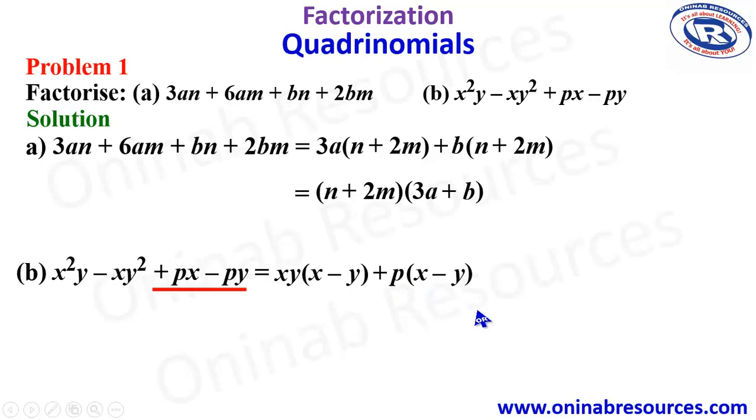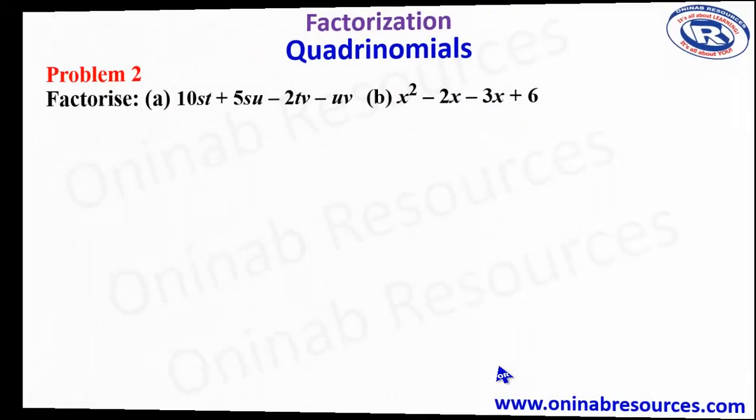We close the bracket. Again, what we have inside the brackets are equal. So we bring in the brackets. In the second bracket, we are going to have xy, then plus p. And with this, we have factorized x squared y minus xy squared plus px minus py. We then go to problem 2.